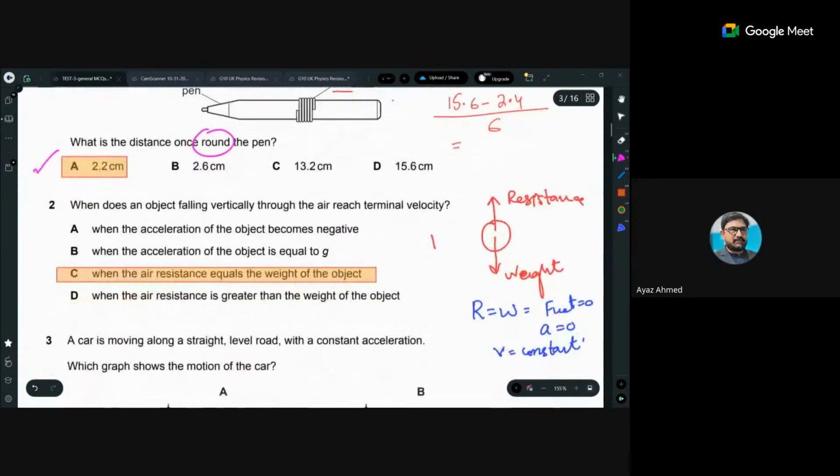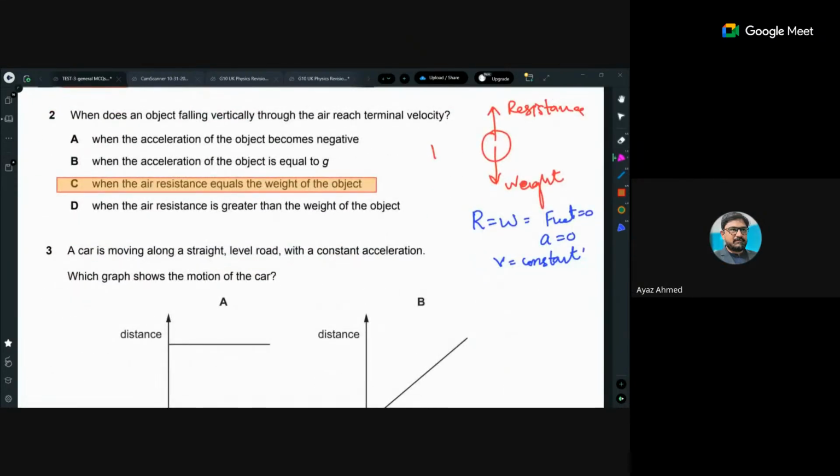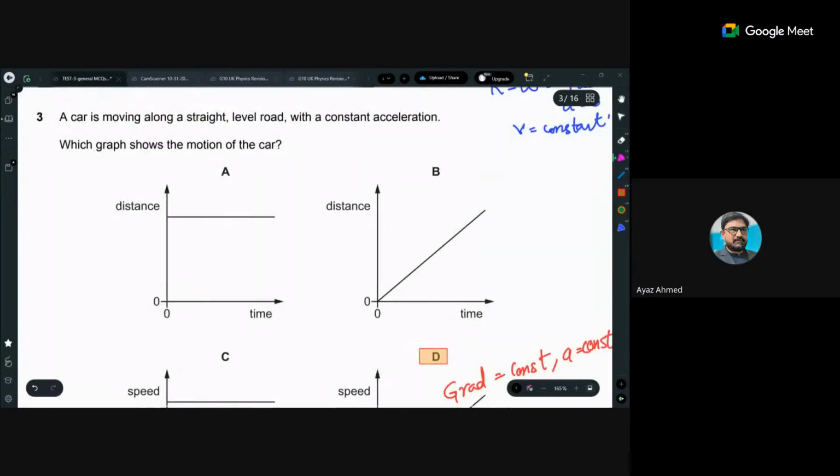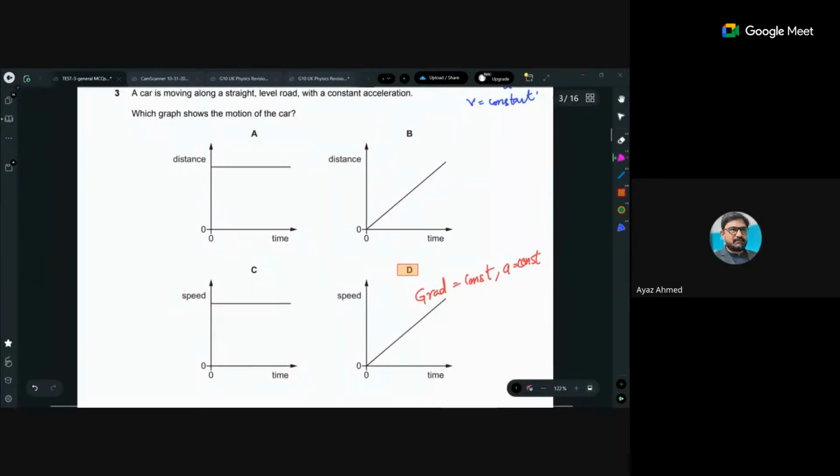Yes, sir. I will need some support with calculations. If I am wrong anywhere, you people will help me out. Then, when does an object falling vertically through the air reach terminal velocity? That was the main key point. When the acceleration of the object becomes negative, no. When the acceleration of the object is equal to g, no. When the object's air resistance is equal to the weight of the object, then it moves with the terminal velocity. So that's why option C would be correct. If you people have any objection in any of the questions, you can ask me at once. Otherwise, I will move on at my own pace.